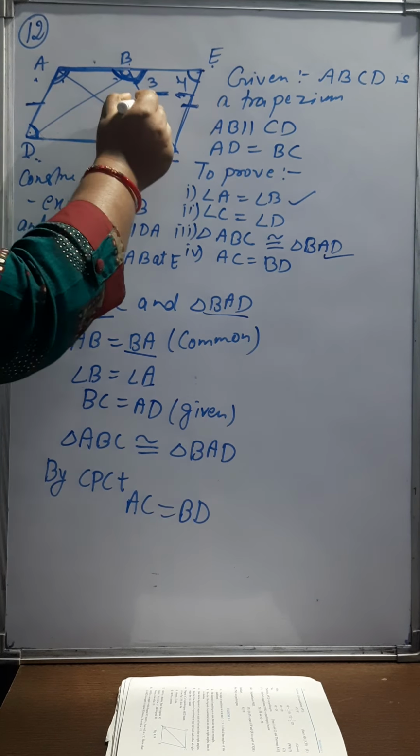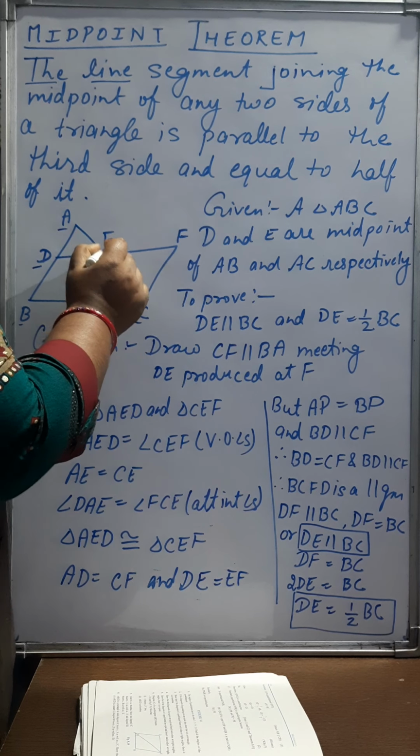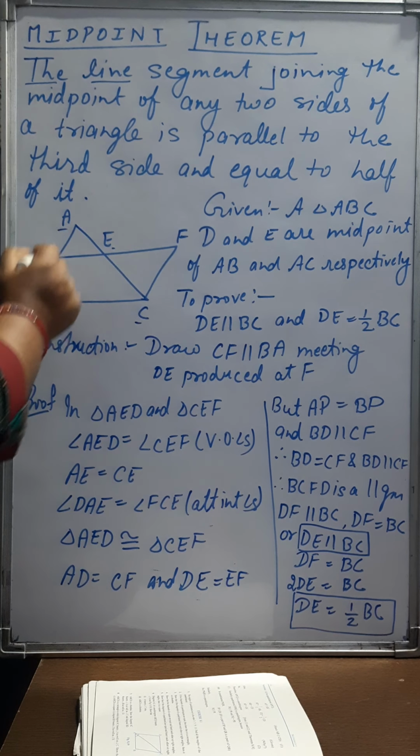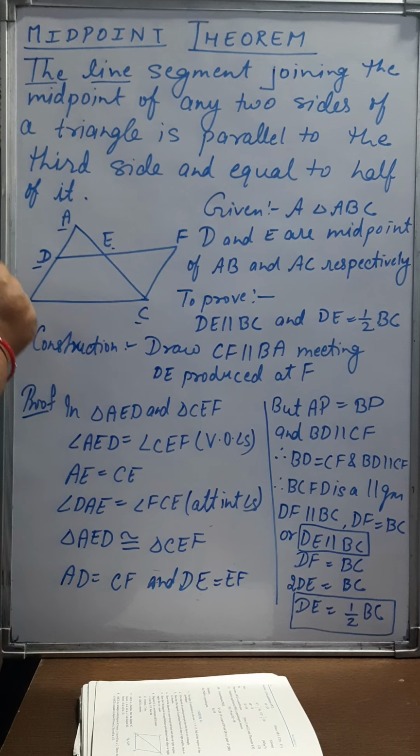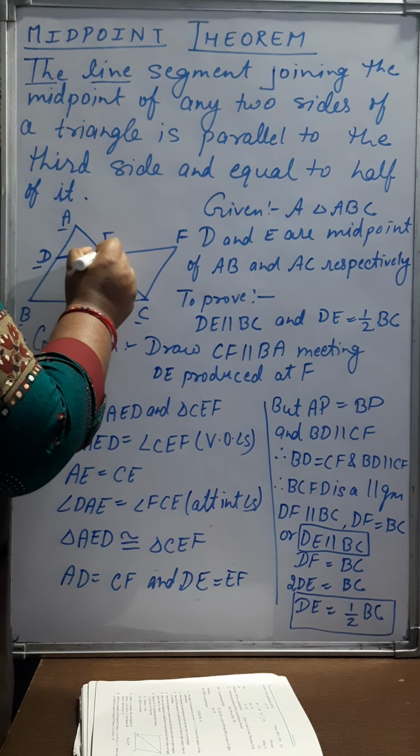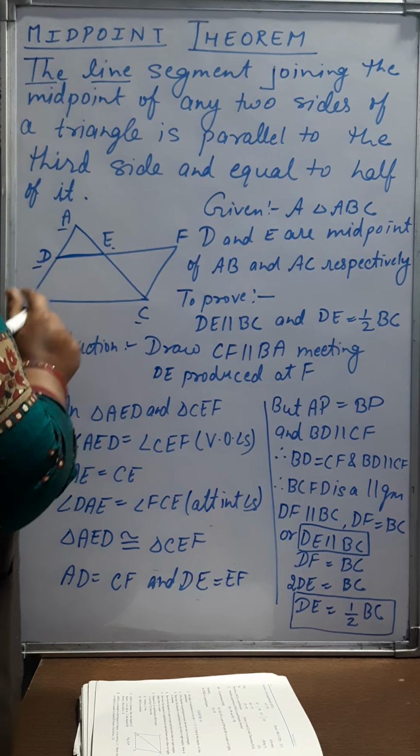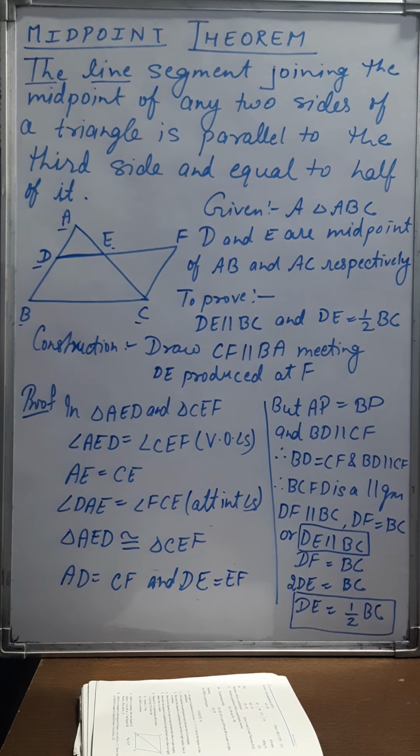Now students, we are going to prove a very important theorem which is known as the midpoint theorem, which states that the line segment joining the midpoints of any two sides of a triangle is parallel to the third side and equal to half of it. Look at the triangle ABC. Here D and E are the midpoints of the sides AB and AC. We have to show that the line DE is parallel to BC and DE is equal to half of BC.